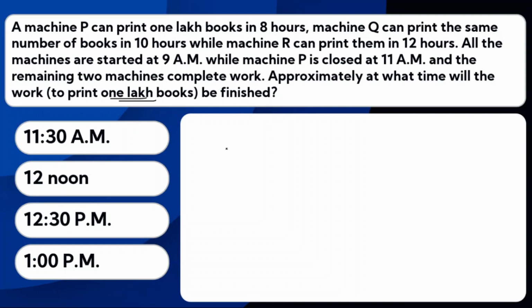P can do the work in 8 hours. So per 1 hour P can complete 1 by 8 of the work, plus Q completes 1 by 10th of the work. Why? Because it completes in 10 hours, and R completes in 12 hours, right? So per 1 hour it completes 1 by 12th of the work. They all started at 9 am and P closed at 11 am. So all 3 machines are working for a total of 2 hours. Per 1 hour this is the work done by 3 machines. In 2 hours means 2 into this fraction.